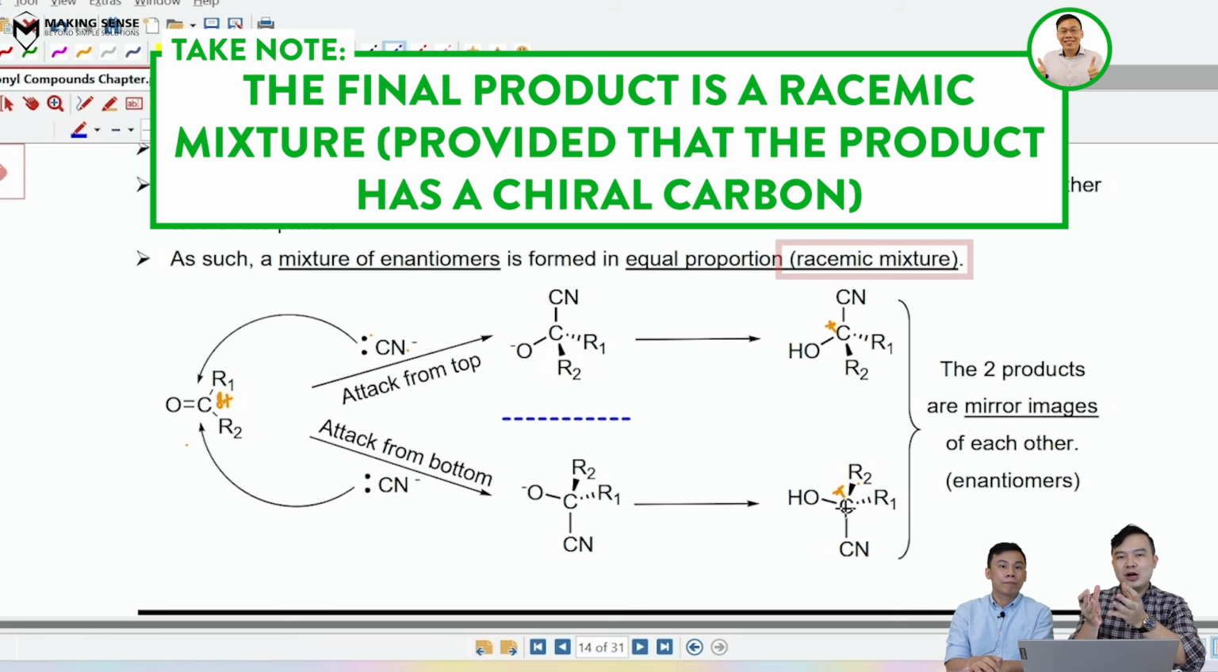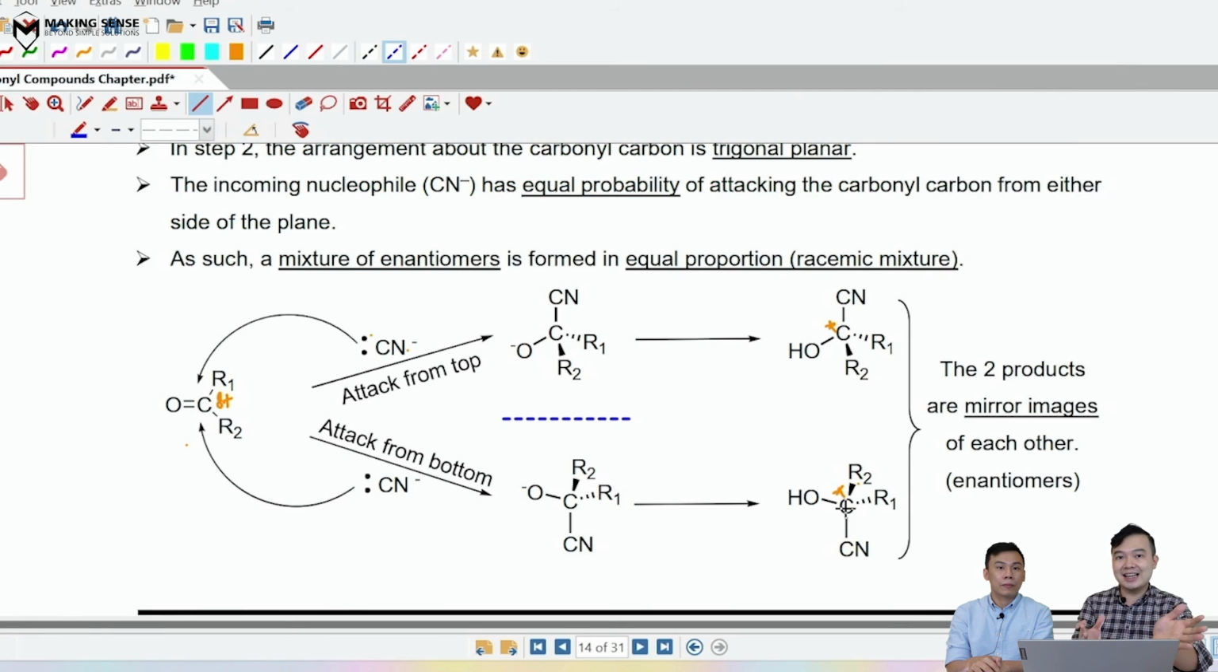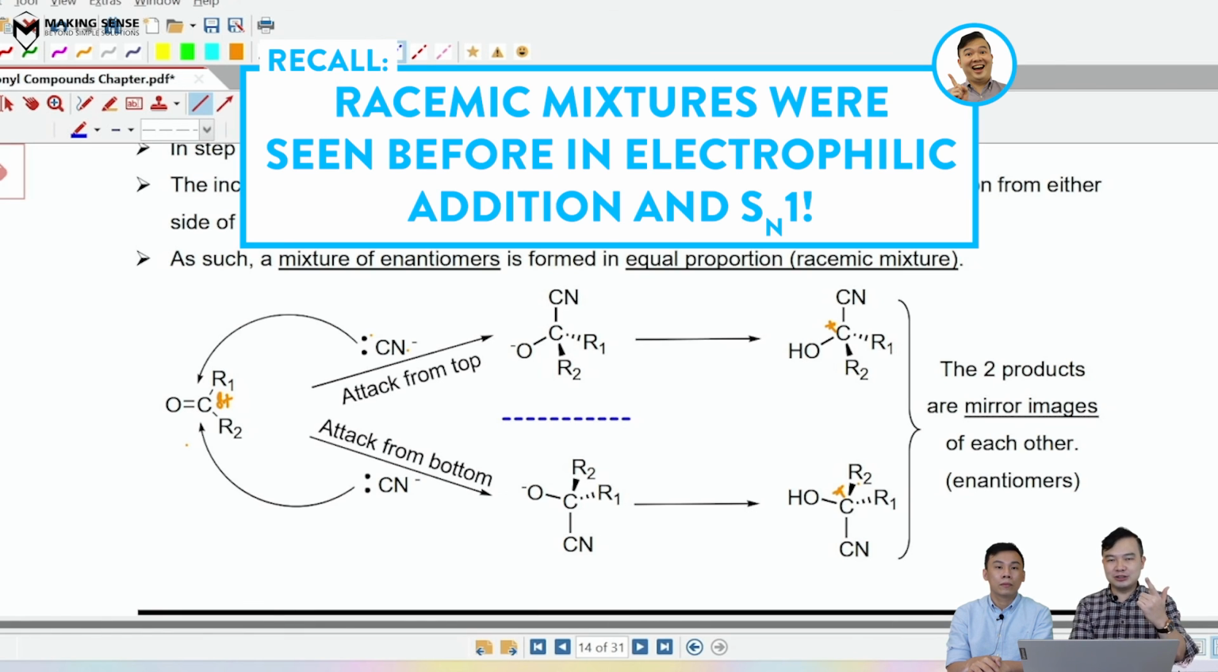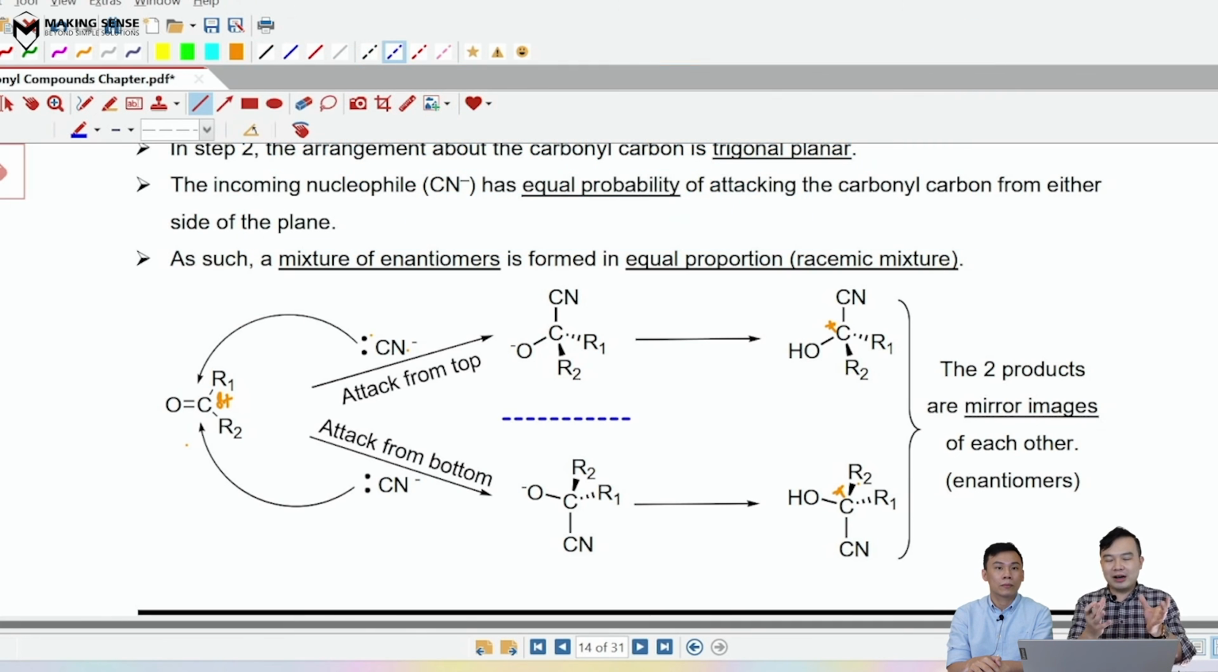Yes, a racemic mixture would have its optical activity cancel out, and as a result, you do not rotate plane polarized light. So this feature is very distinctive of nucleophilic addition, and I hope that looking at this particular explanation, it triggers your memory a little bit from electrophilic addition as well as nucleophilic substitution, the first one, SN1. The reason why is because they all will end up with a racemic product mixture.